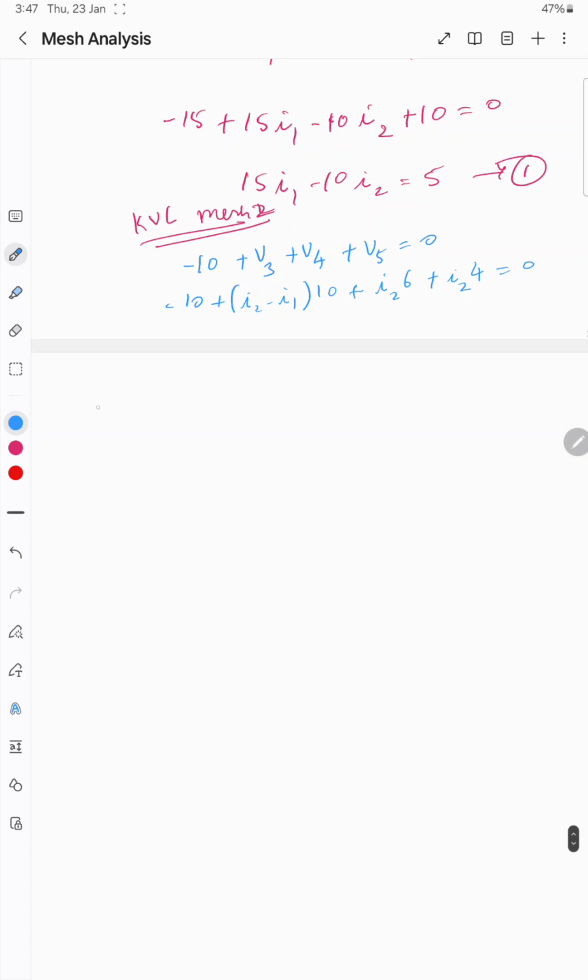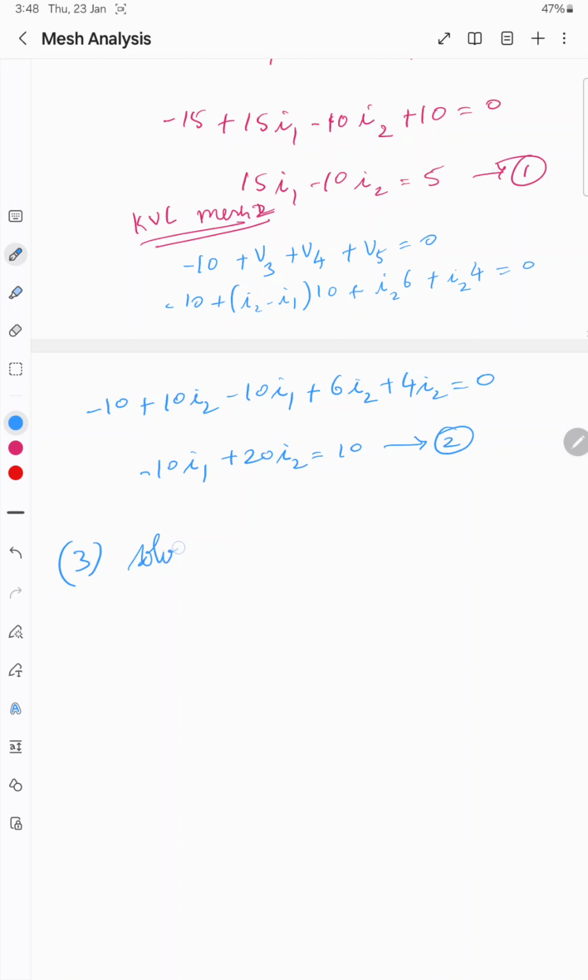Okay, so it is minus 10 plus 10 I2 minus 10 I1 plus 6 I2 plus 4 I2 is equal to 0. So you add, so it is minus 10 I1, 10 I2 plus 6 I2 plus 4 I2, it would be 20 I2. Bring minus 10 to the right side, it becomes plus 10. This is equation 2. Okay, the third step would be solving equation 1 and 2.